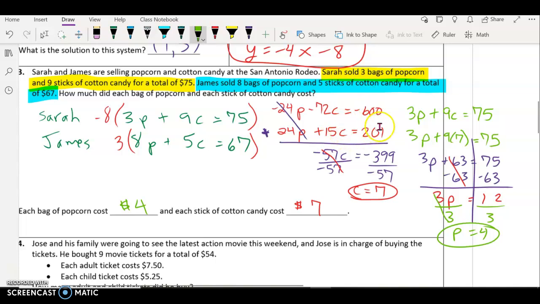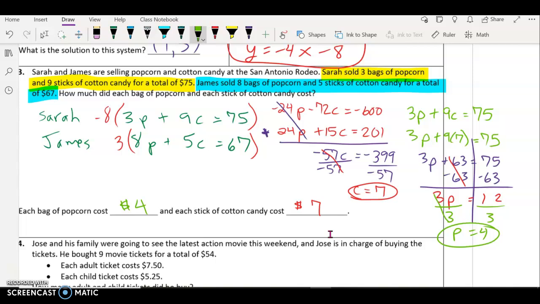And then we added the c's and added the constants and solved to find that the cost of cotton candy was $7. And then we went back to one of the original two equations and plugged in 7 for c because we do know how much cotton candy costs now, and solved to find that the cost of popcorn was $4. Make sure to check through your work.